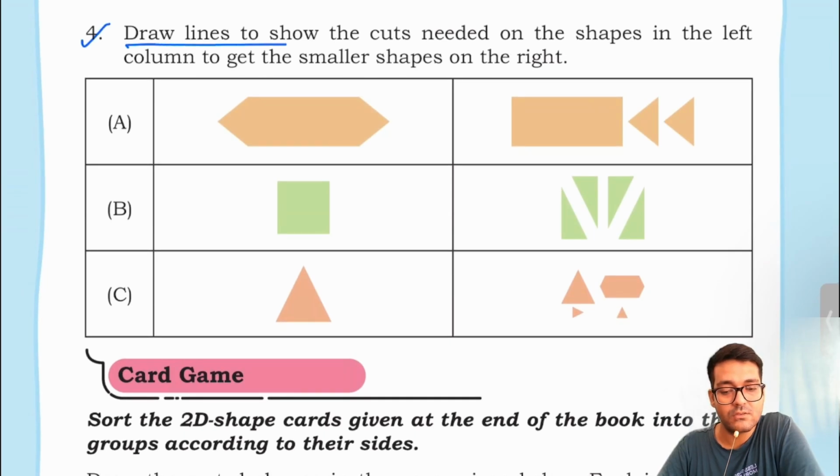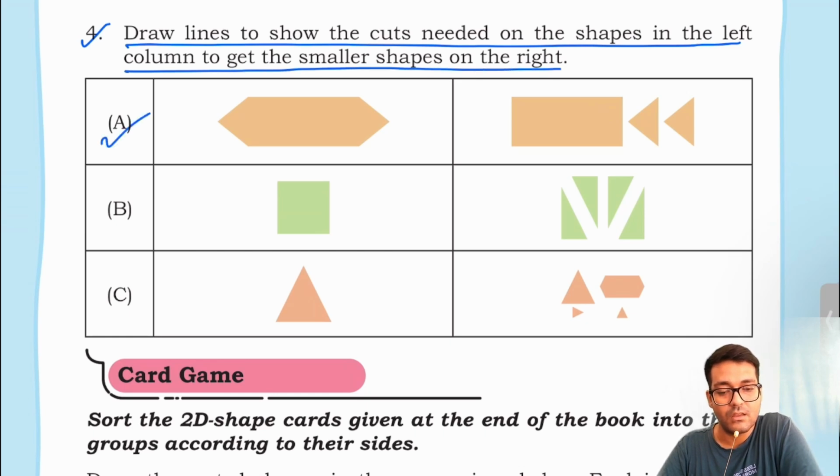4. Draw lines to show the cuts needed on the shapes in the left column to get the smaller shapes on the right. A. You can draw lines like these. B. Like this. C. Like this.